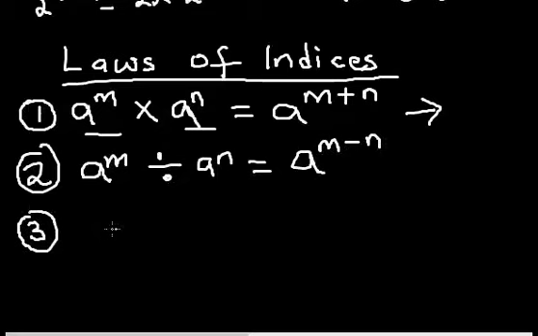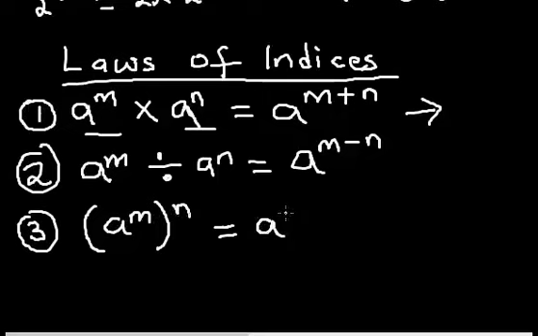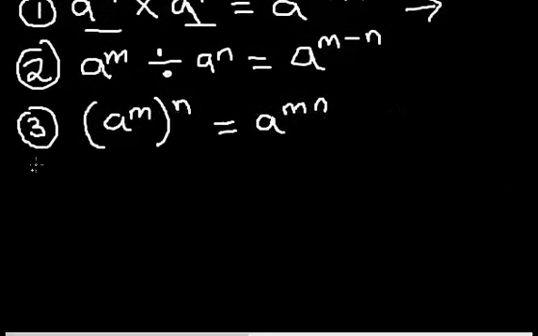The third law, I call it the power law. Power law simply means that if you have an index, remember an index already has a power, let's say a raised power m, and I now raise it to another power. This law states that the powers of an index will always multiply themselves. The power outside the bracket will always multiply the power inside the bracket. So this is a raised power of m times n. This is the power law, so please take note of that.